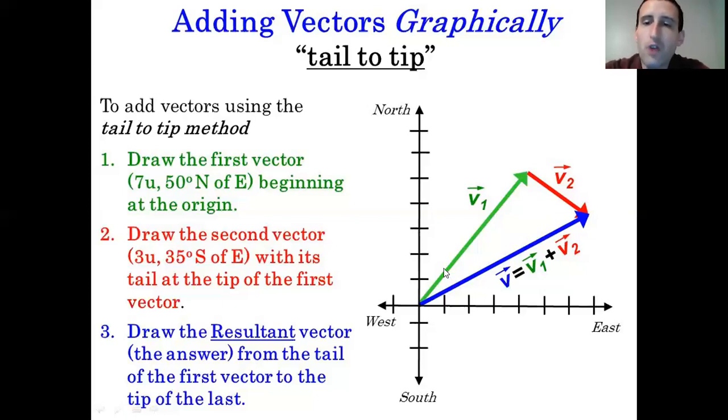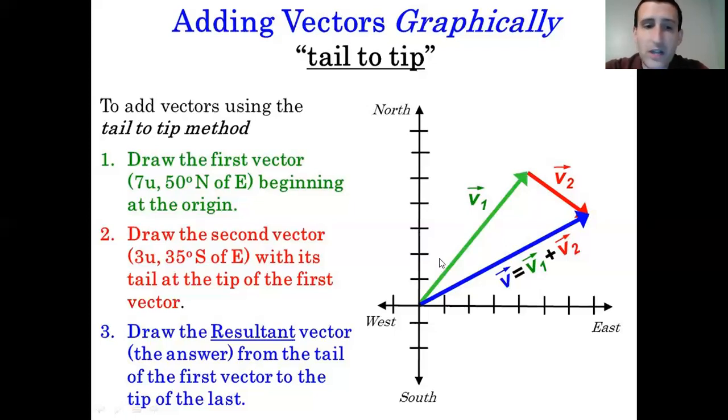So we draw our first vector, and then we draw our second vector starting where the first one ended. So it's 3 units long, and you will see that's the direction east. So 35 degrees south of east is going to be down here. And then when you're done, you know, here we were only adding 2. You could add 3 or 4 or 50.